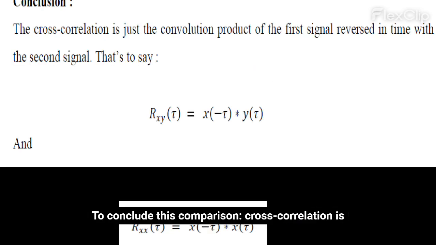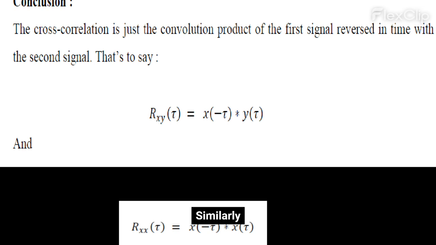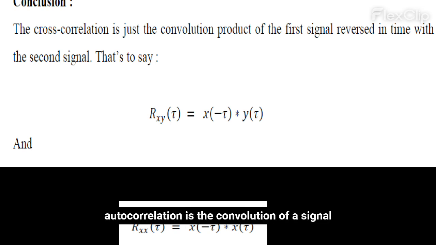To conclude this comparison, cross-correlation is simply the convolution of a time-reversed version of your first signal with your second signal. Similarly, autocorrelation is the convolution of a signal with its own time-reversed version. This link allows us to use convolution algorithms to compute correlation efficiently.